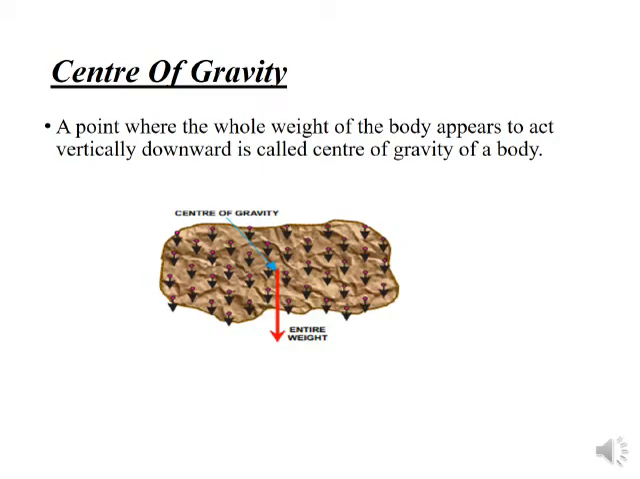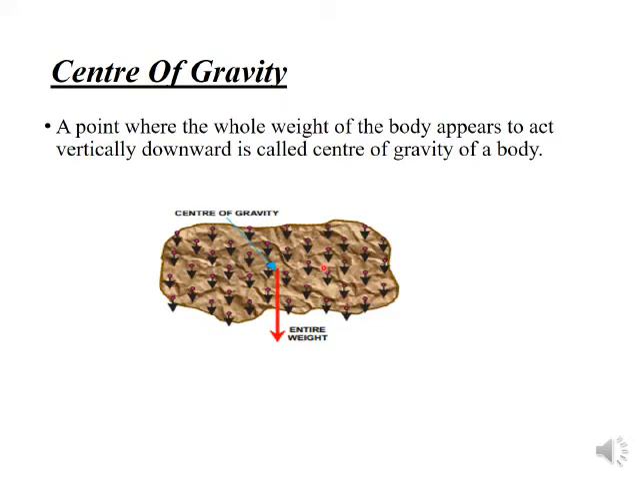Next is center of gravity. A point where the whole weight of the body appears to act vertically downward is called the center of gravity of that body. The center of gravity of an object is the point at which weight is dispersed and all sides are in balance. A human's center of gravity can change as he takes on different positions, but in many other objects it is a fixed location.